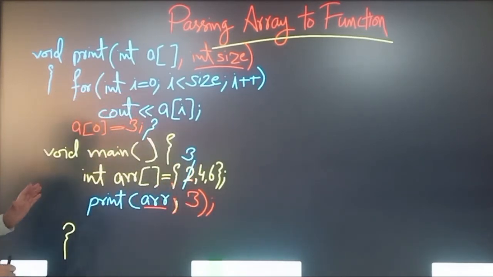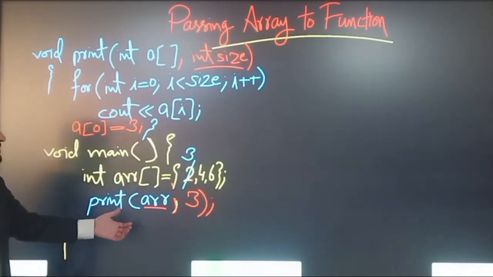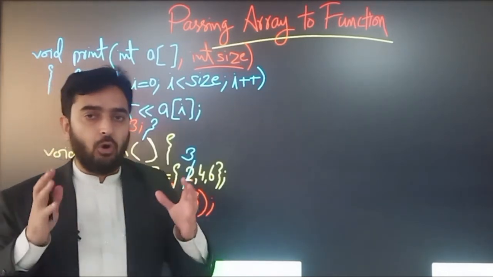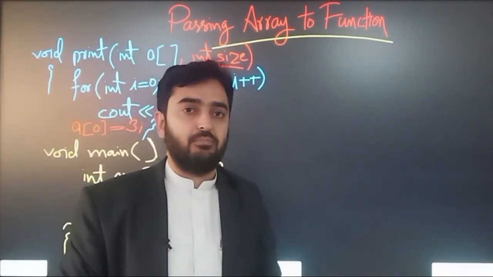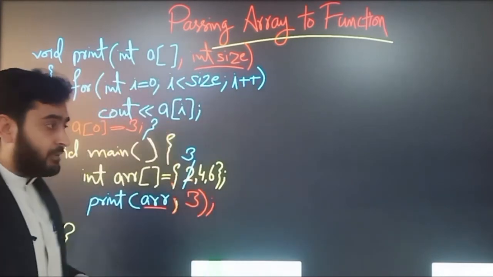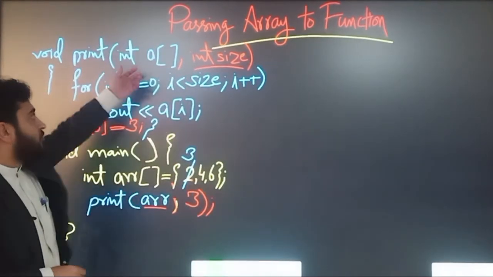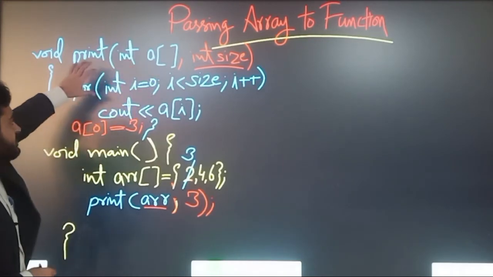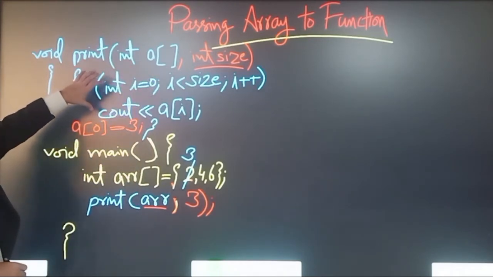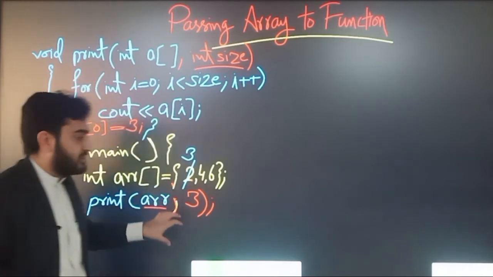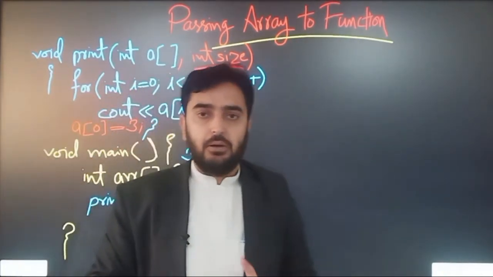Okay, so you shall keep in mind that when you pass an array from the main function, you are not passing the whole array as passing by value, but you are actually passing the first address of the array to the user-defined function. So the changes you make to the array inside the user-defined function will also be seen and observable in the main function.